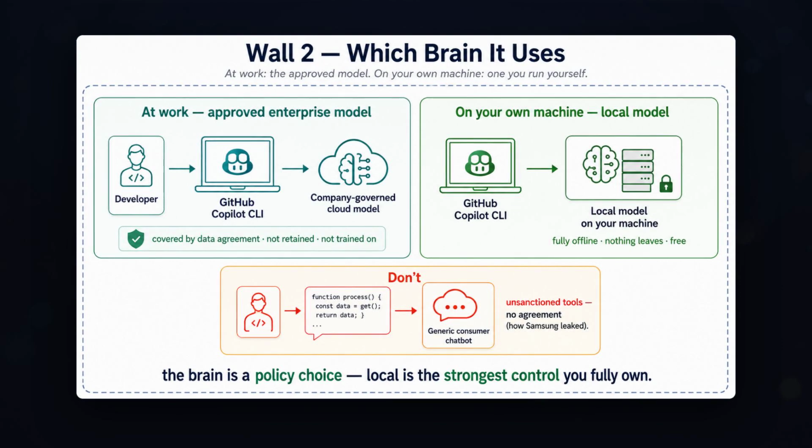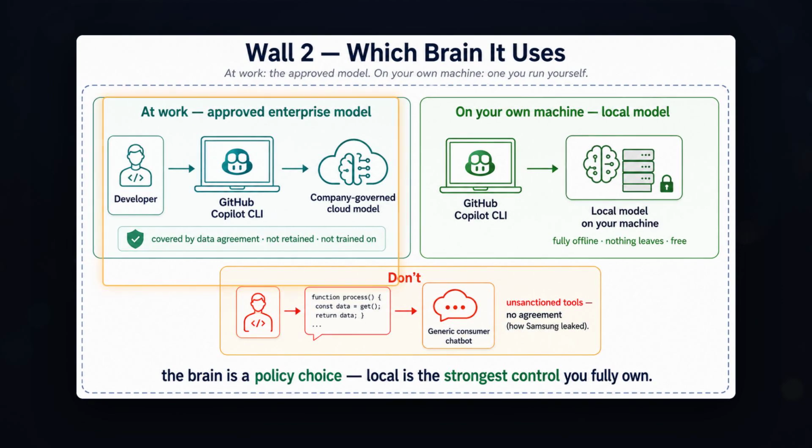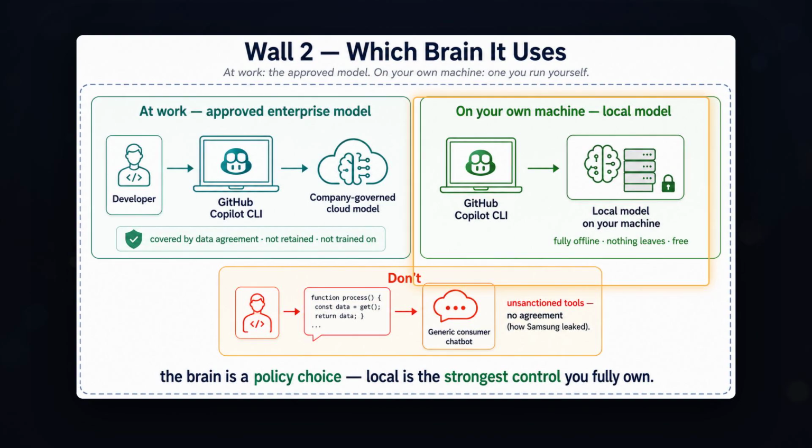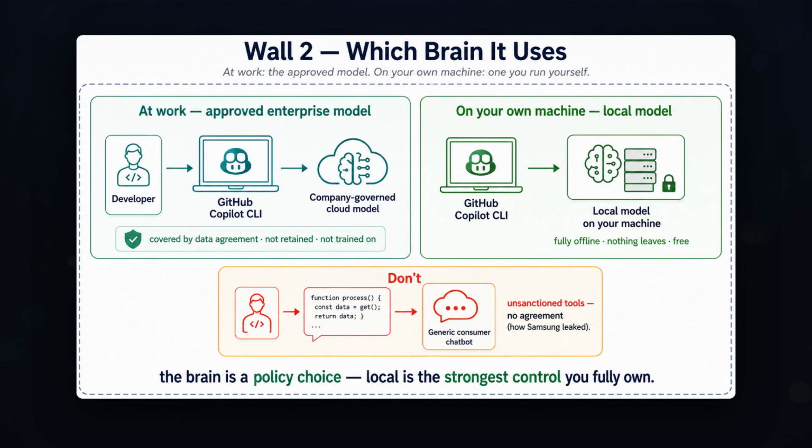Every prompt this thing makes has to be thought about by a model somewhere. At work, that's your company's approved model up in the cloud, under a contract that says your code isn't stored and isn't used for training. And that's completely fine. The one thing we really want to avoid is some model nobody's vetting at all. So on your own machine, we go one step further: we run the brain ourselves.